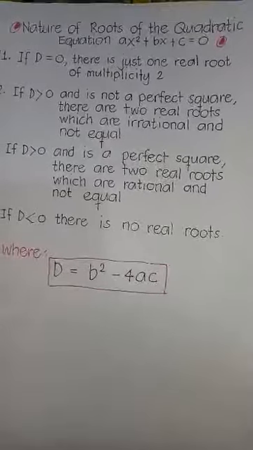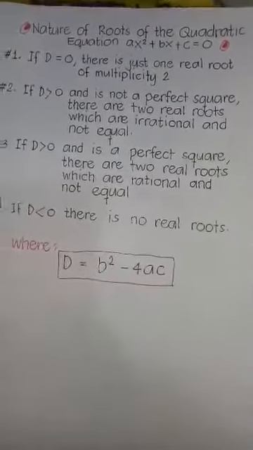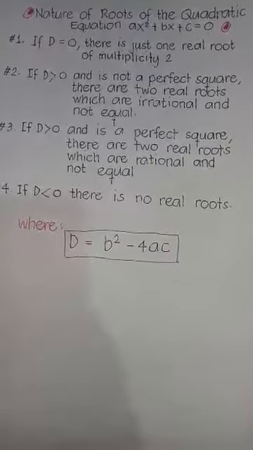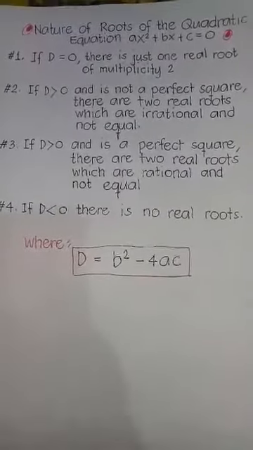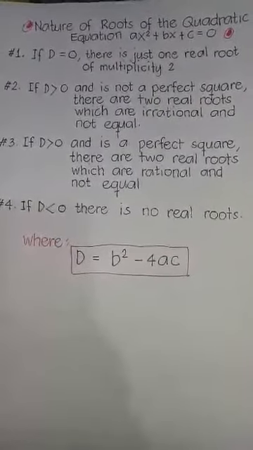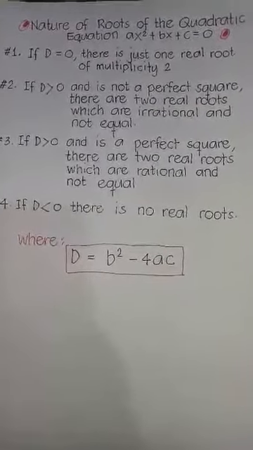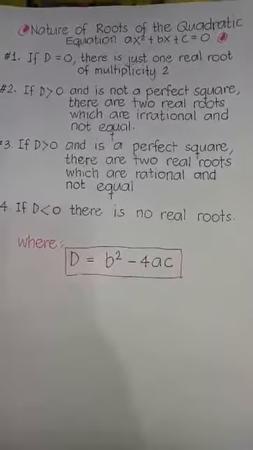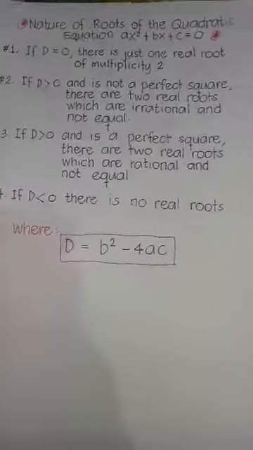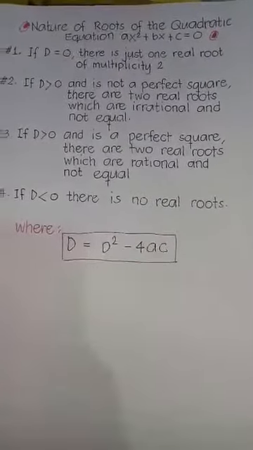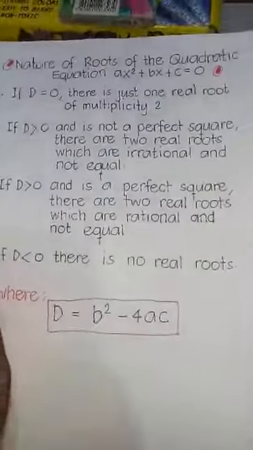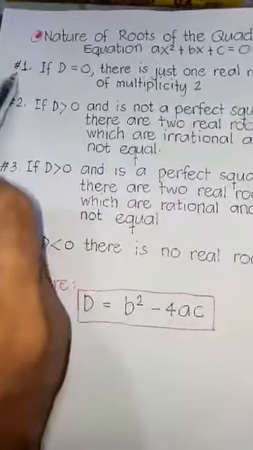The topic is for grade 9 students, still on the nature of roots of the quadratic equation ax squared plus bx plus c equals 0. This time I'm going to give the definite rules in describing the nature of roots of the quadratic equation ax squared plus bx plus c equals 0. So we have definite rule number 1.